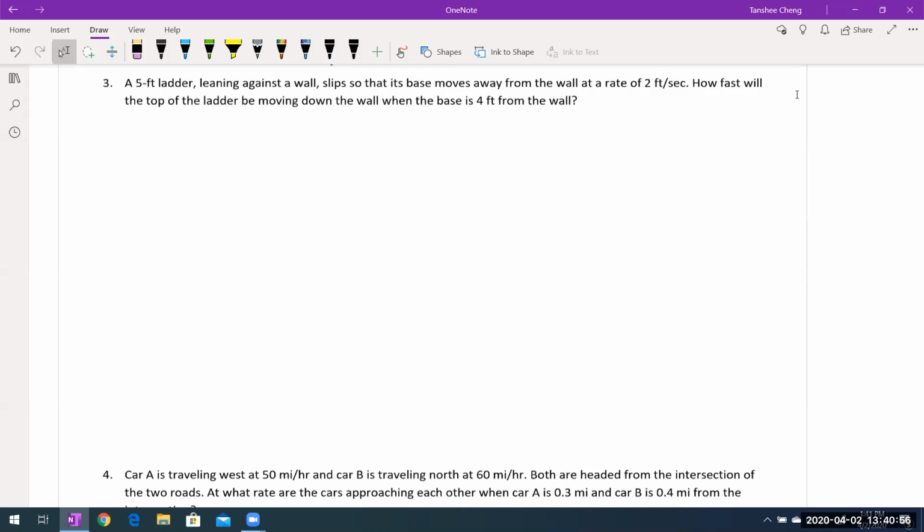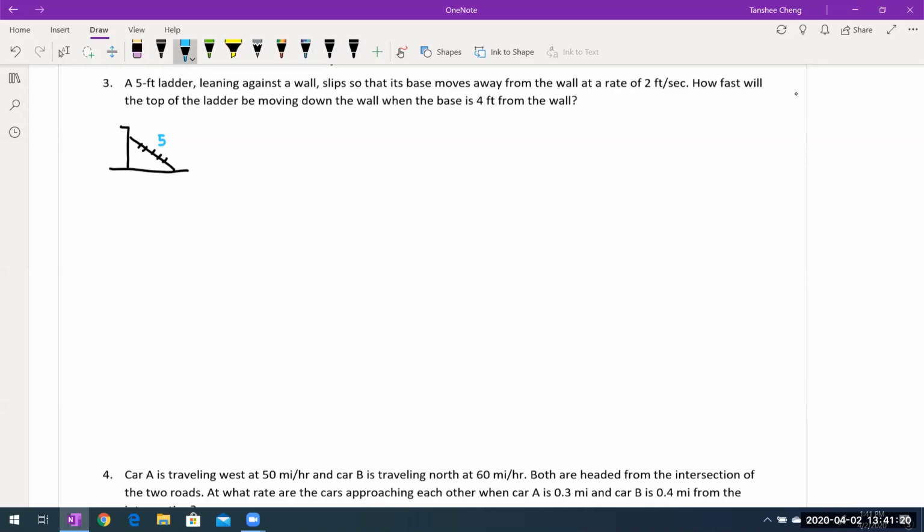So here's the wall, and here's my ladder. And I know that the fixed number right here is the ladder. The length of the ladder is never changing. So that will be my constant.